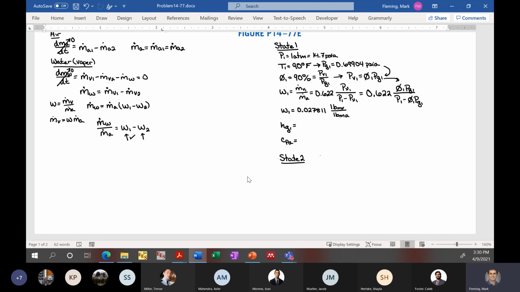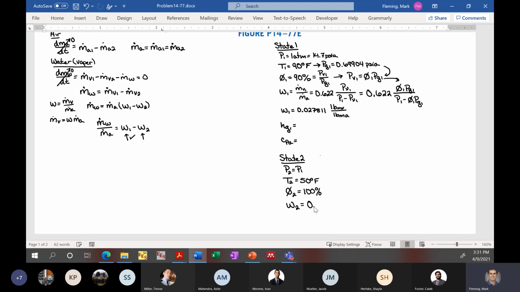So state 2, we need to find the humidity ratio. We'll note that the pressure of state 2 is the same as the pressure of state 1, 14.7 psi. But we already wrote that up there. The next thing we know is the temperature of state 2, which was 50 degrees Fahrenheit. And lastly, we know that state 2 is going to have a 100% relative humidity because there was condensation in this process. Using these variables, we'll go ahead and calculate the humidity ratio at state 2.